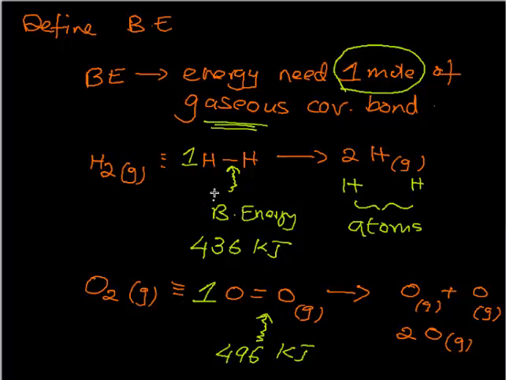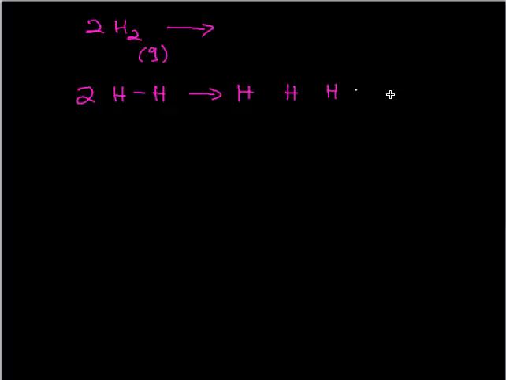What now if you are provided with an equation which is like this? Let's take this one: 2 H2 gives rise to. 2 H2 is, of course, in a gaseous state. This is molecular hydrogen, so it is 2 H-H. When you overcome them, one H-H is going to give you 2 atoms of H. But we have 2 of them, so it's going to give 4 atoms of H: H plus H plus H plus H.